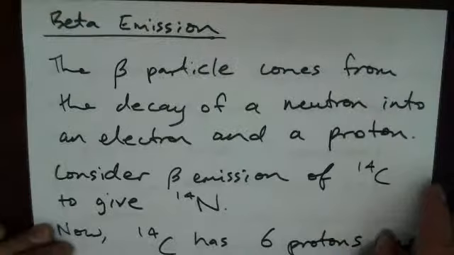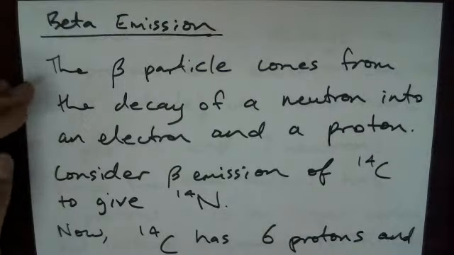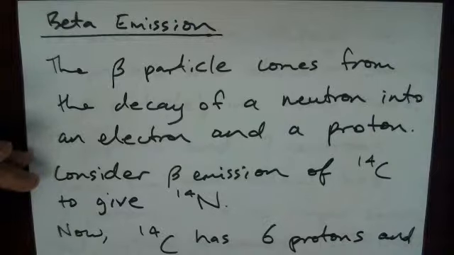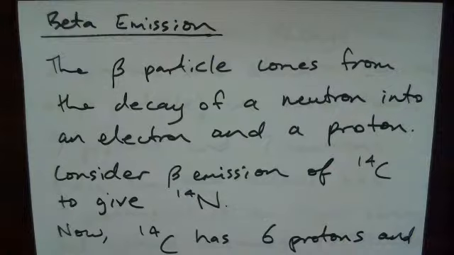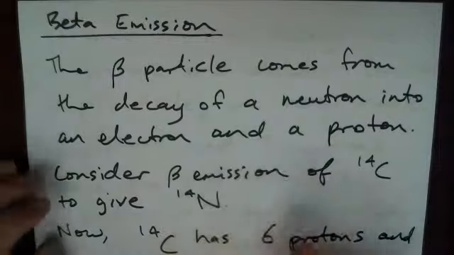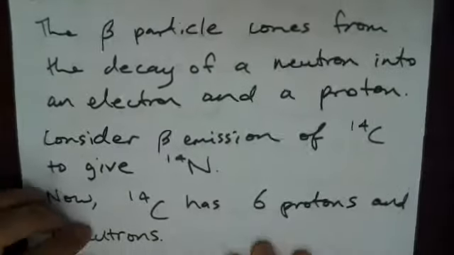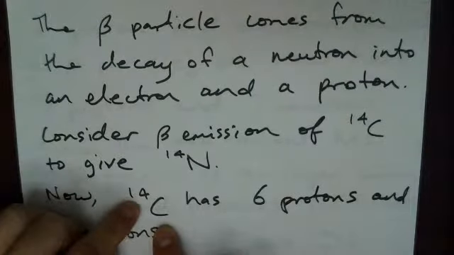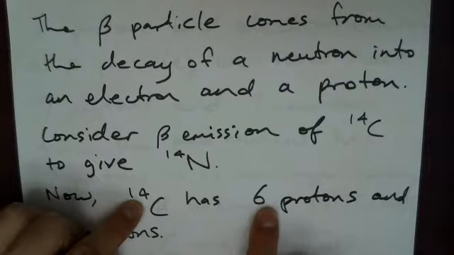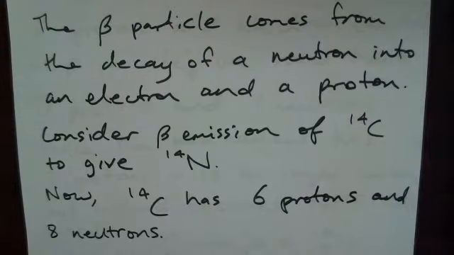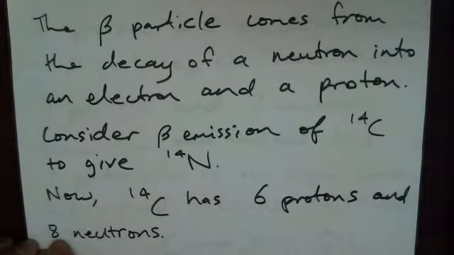Now beta emissions are a little bit more complicated, but if you follow this process it shouldn't be too bad. So the beta particle, which as we've discussed is an electron, actually comes from a neutron splitting up into an electron and a proton. So with that definition, let's consider carbon-14 and how it will give us nitrogen-14. Carbon-14 has a mass of 14. We know it has 6 protons from the periodic table because that's the atomic number 6. And so that means it must have 8 neutrons because 14 take away 6 gives us 8.